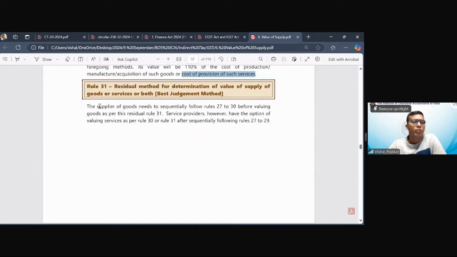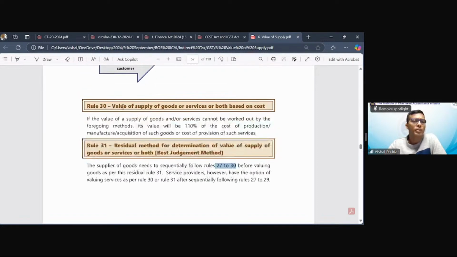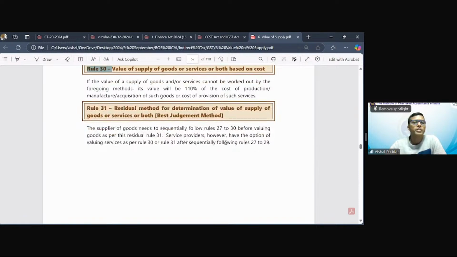The residual method says that when you are doing valuation for supply of goods, you have to compulsorily follow 27 to 30 sequentially. That is, you have to compulsorily first follow 30, that is, you have to do costing, which is possible for goods. It means in case of goods, there is a possibility that you may not need 31. Why? Because even if the valuation cannot be done as per the above rules, you will definitely get the valuation as per rule 30, because you simply take the cost of production and make it 110%, which is easy and possible for goods. For services, it is saying that you have an option of valuing service as per 30 or 31. So you may skip even 30, you can directly come to 31, and this is logical.